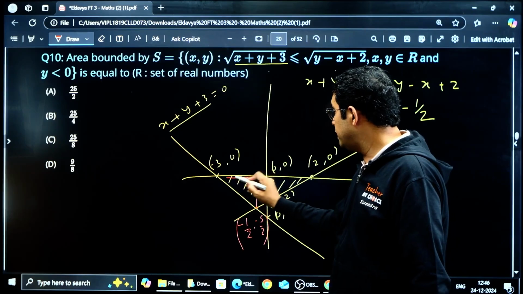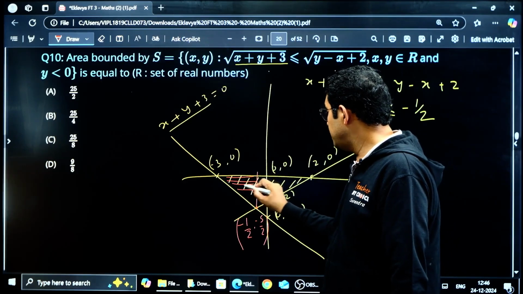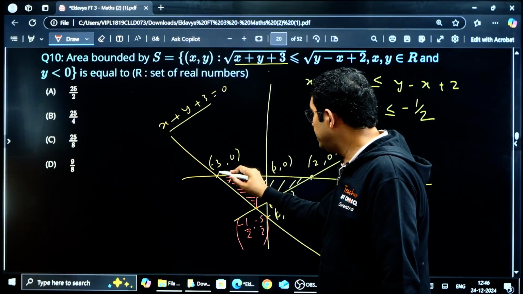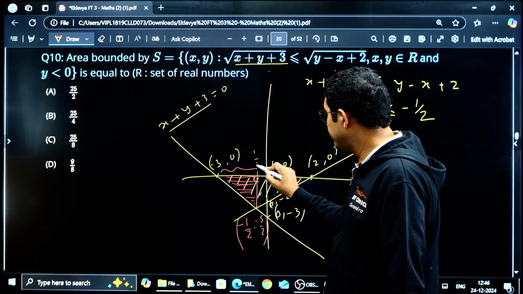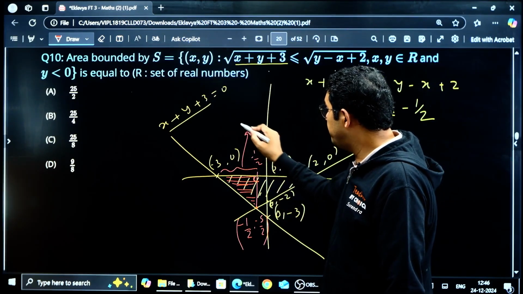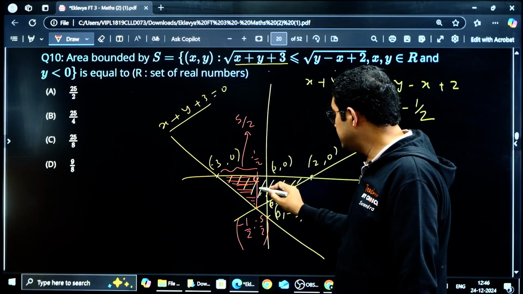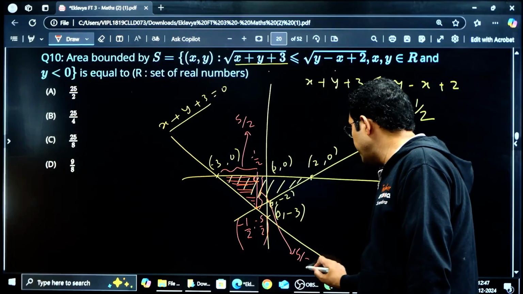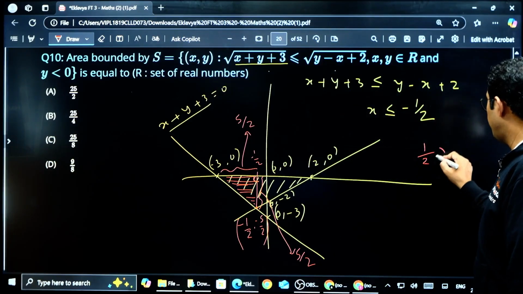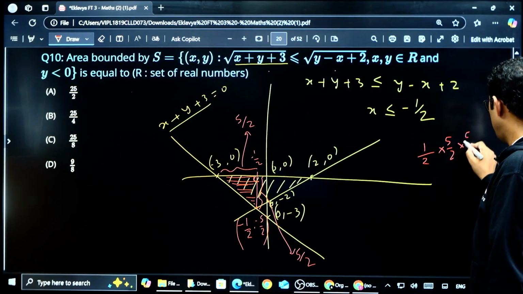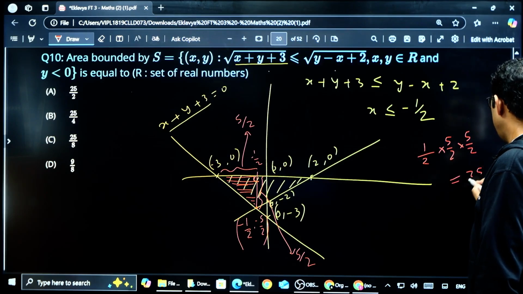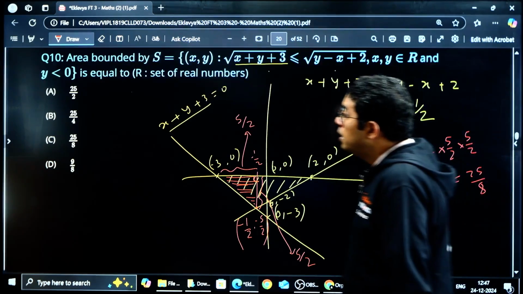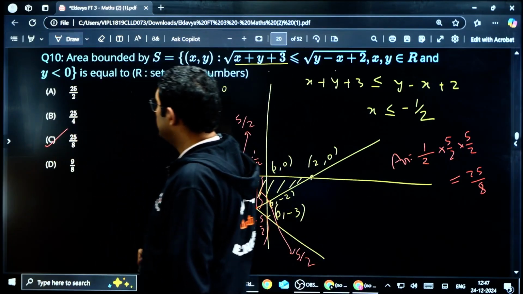So this is the region which we are looking for the area, which is just a triangle, rather right angle triangle. And here you can check, this is actually minus half, x coordinate minus half. So that base is 5/2. And here this height is also 5/2. So the area will become equal to 1/2 into 5/2 into 5/2, that is 25/8. That is the area of this question. Okay. So C should be the answer of this question.